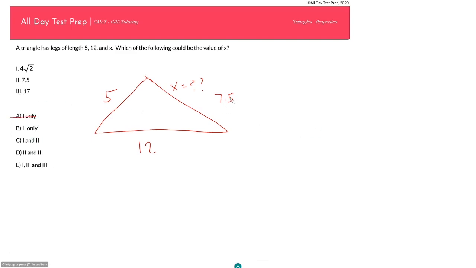What about 17? Is that possible here? 12 plus 5 is equal to 17. And so this violates our rule: the sum of any two sides must be greater than the third. So anything with a 3 in it is out. E is out. D is out. And we're just left between B and C.